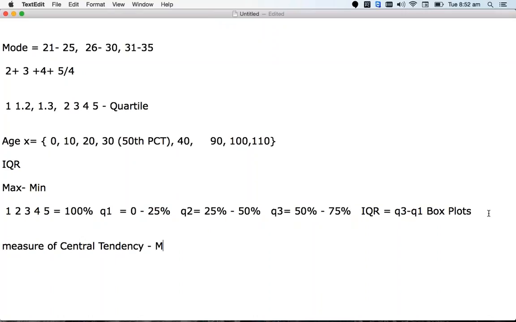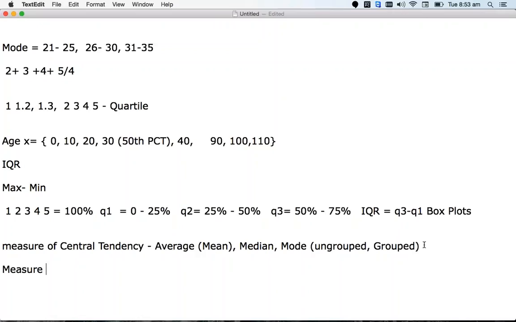So we went through average, which is nothing but the mean, and then median, and then mode. We applied it on ungrouped and grouped data. We've seen how to calculate the mean, median, and mode on ungrouped and grouped data. Ungrouped is nothing but a single set, grouped is multiple sets. We're done with it.